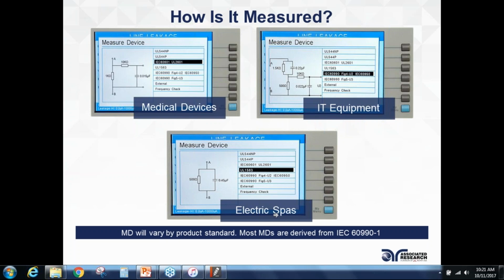And then there's also the electric spa category, UL 1563. That's a standard 500 ohm in parallel with a 0.45 microfarad capacitor. Again, these are measuring devices. These are set in stone. They do change once in a while, but the majority of the time they're referencing back to one particular standard. And for us, 60990-1 is the main circuit where all these other variants of the circuits come from, so for medical devices, it's the 60601 figure listed right here.